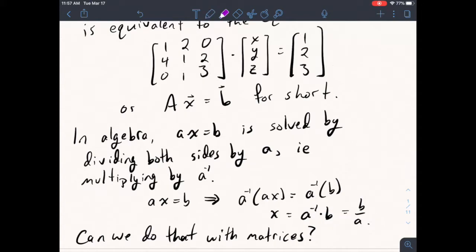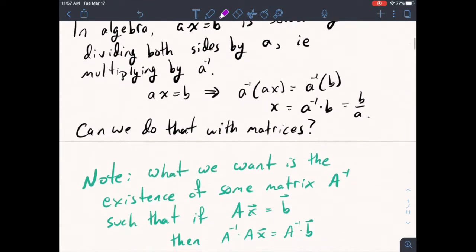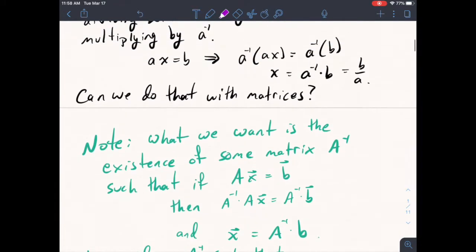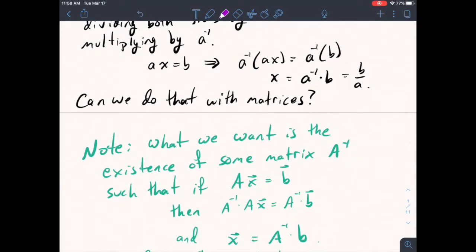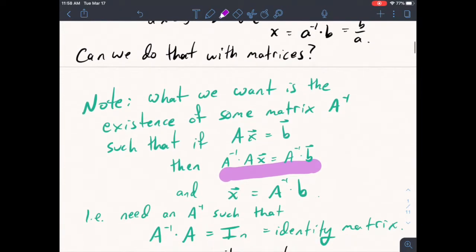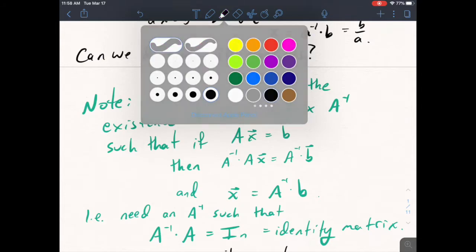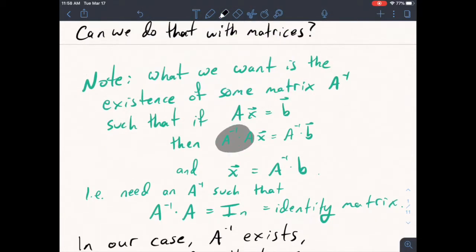All right, so how do we do this with matrices? As a note, what we really want here is the existence of some matrix, which we'll call A inverse, such that if AX is equal to B, then I can multiply both sides by A inverse and get that X is equal to A inverse times B. I want this A inverse A to go away and to be left with just X on the left side, and then A inverse B, which should be some vector on the right side.